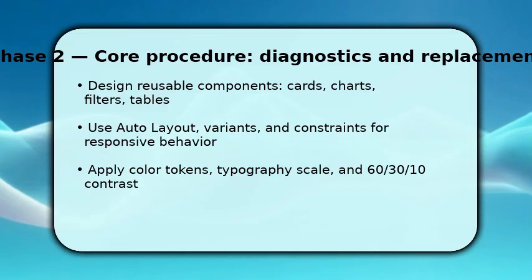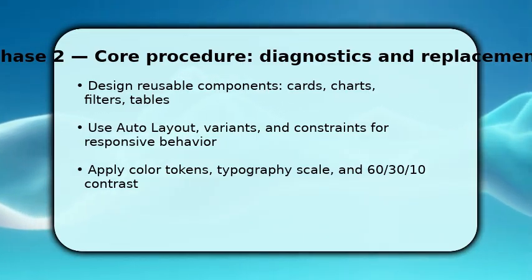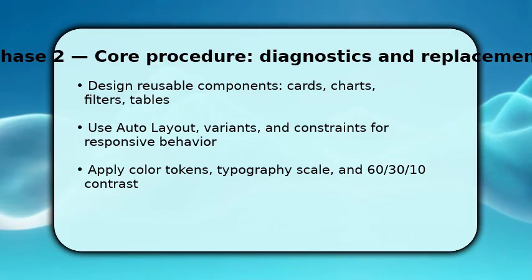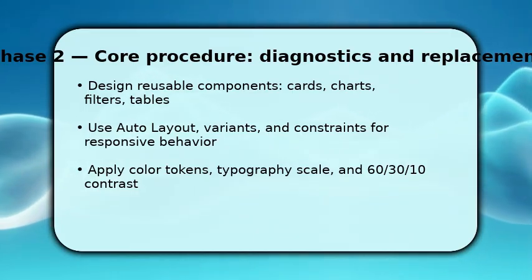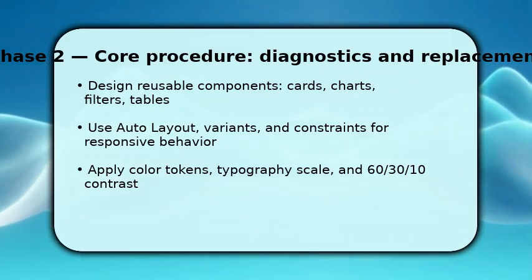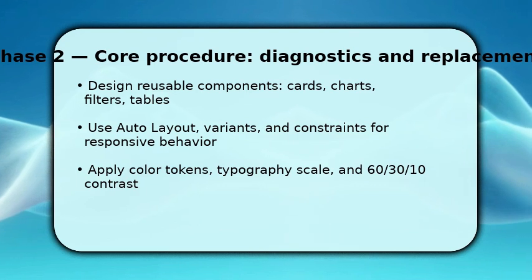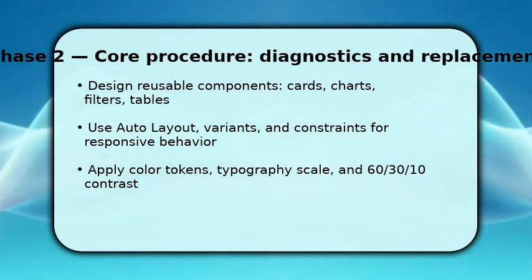Apply a typography scale and color tokens. This ensures visual hierarchy and accessibility. As you assemble the dashboard, preview with real data and adjust spacing. This step ties visual rules to interaction and makes iteration fast and consistent.